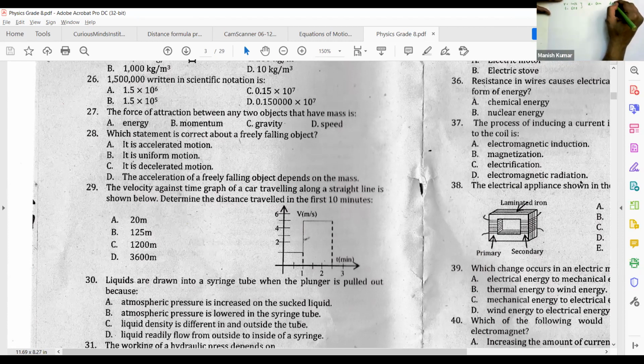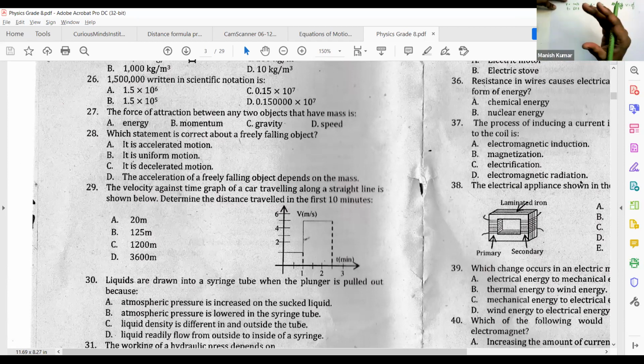Or you can use the formula. Speed equals distance by time, so distance equals speed into time. Or I can put velocity V: V equals d by t, velocity equals displacement by time. So distance equals velocity into time. So for the first 1 minute, the car covers 60 meters.